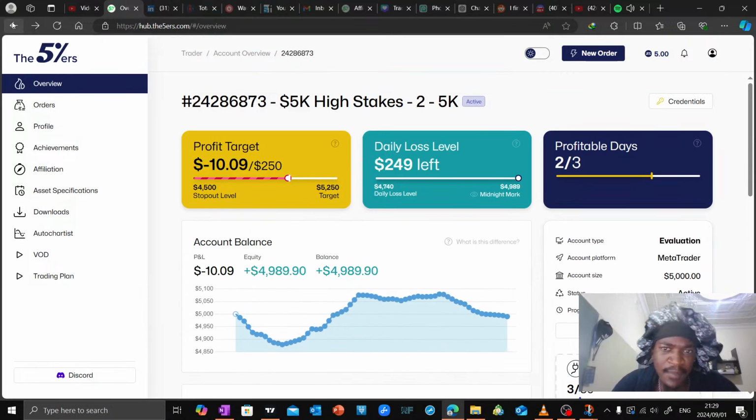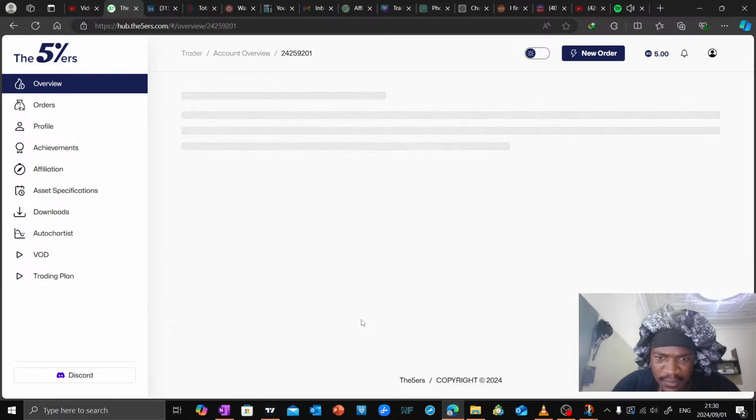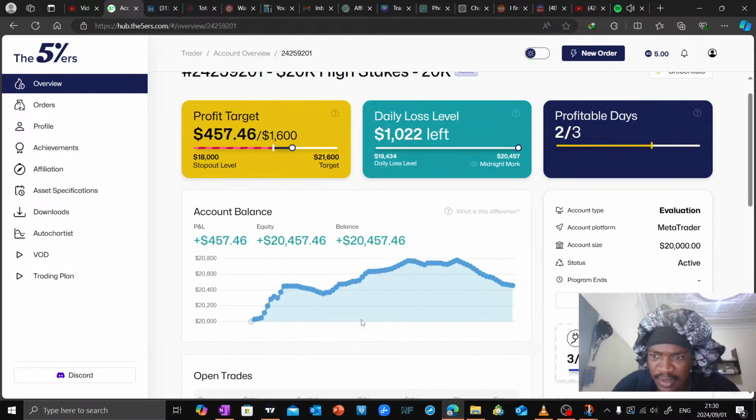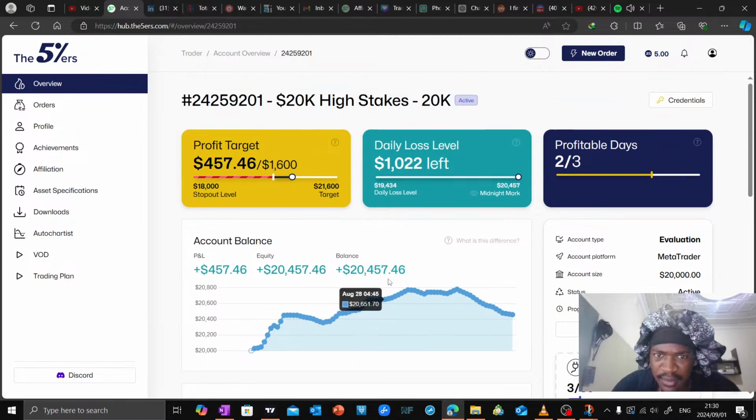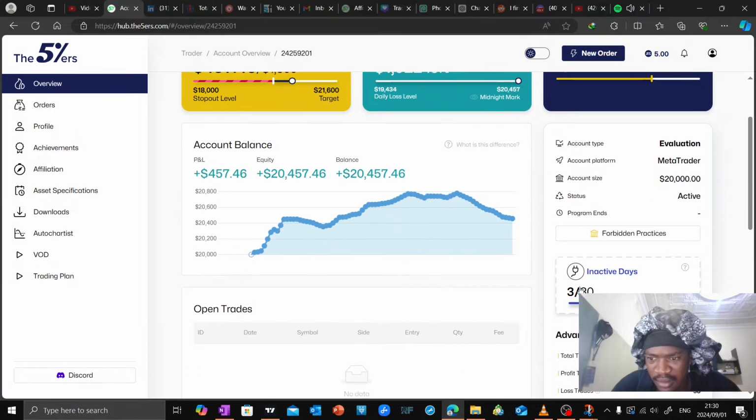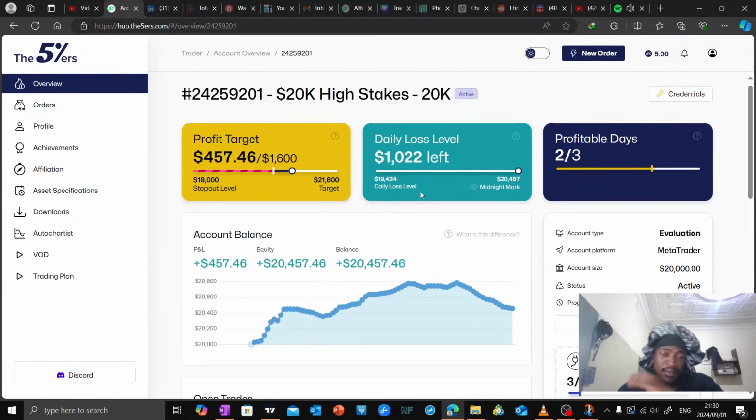Then I also have the 20K account. It's currently up, but went back into some drawdown. I was actually up 779, which was pretty good, and then came into drawdowns. My win rate is like 52, but I'm not so worried about win rate. So that's my account, guys. I know for a fact that I won't blow these accounts.